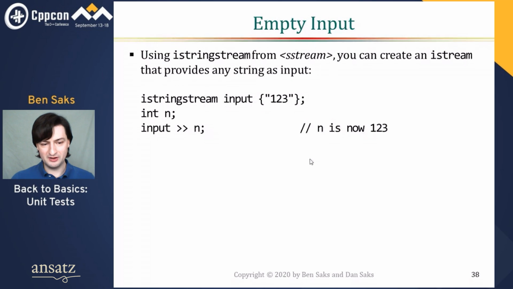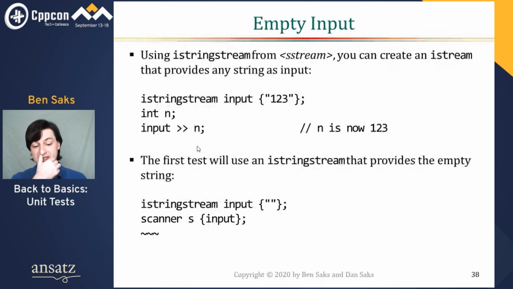To create our empty input stream, we're going to use the istringstream type from the sstream header. This lets us treat any string as if it were an input stream. So if I create an istringstream with the string 1, 2, 3, I can then read from that input stream into an integer, and it gets out the value 123. In this case, all we need is a string stream that takes an empty string. We'll use that as our empty input for the scanner.